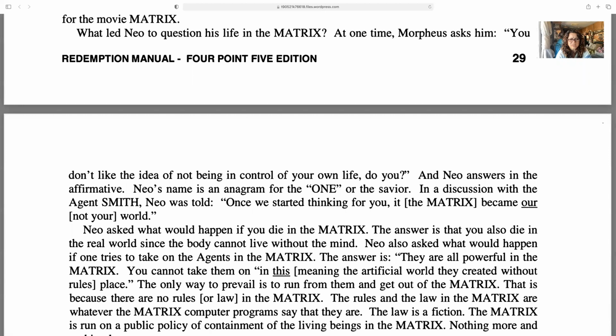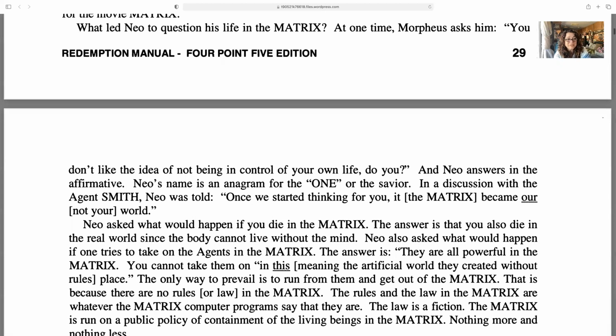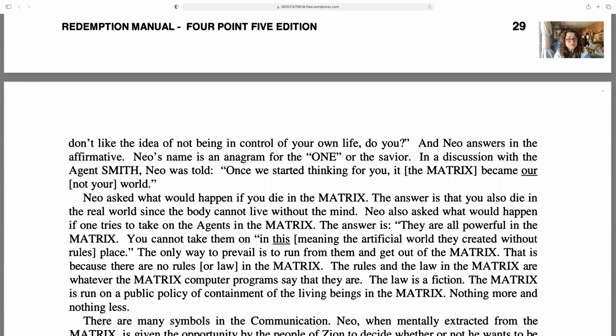Really? It's out of order. Neo, One. N-E-O is not O-N-E, whatever. For the Savior. In a discussion with Agent Smith, Neo was told, "Once we started thinking for you, the Matrix became our world, not your world." Interesting. Once we started thinking for you, the TV became our world, not yours.